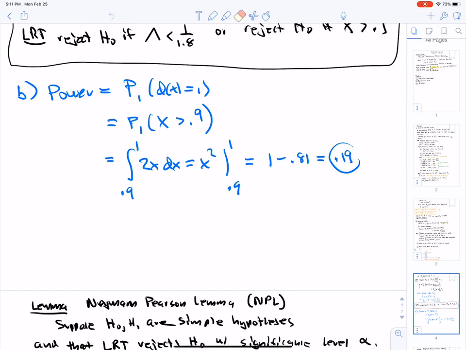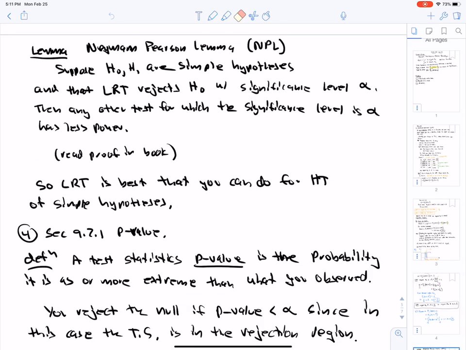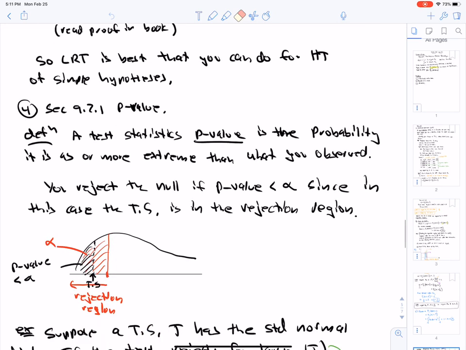and that, just a very simple calculus, is 0.19. So the Neyman-Pearson lemma says that if the null and alternative are simple hypotheses and the likelihood ratio test rejects the null with significance level alpha, then any other test for which the significance level is alpha has less power. So in other words, the likelihood ratio test is the most powerful test for a given alpha level. Please read the proof in the book. So the likelihood ratio test is the best that you can do for hypothesis testing of simple hypotheses.